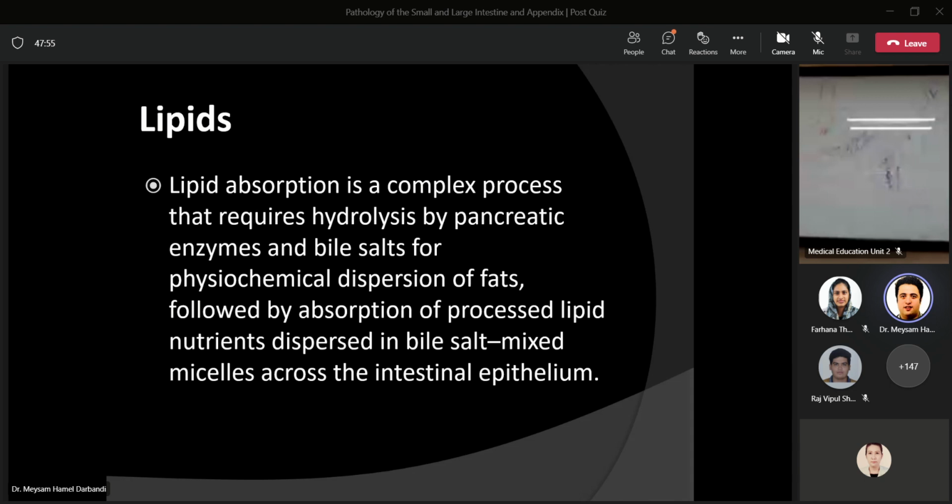So when it is attacked, what will happen? What will be the byproduct? The byproduct will be free fatty acid and 2-monoacylglycerol. Very important, we'll see the disease later.